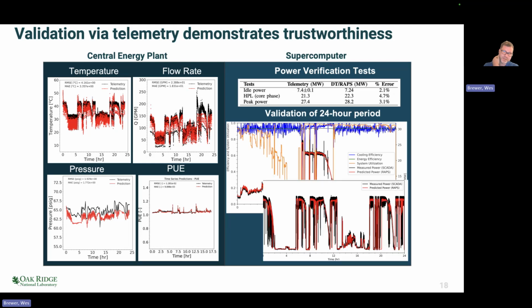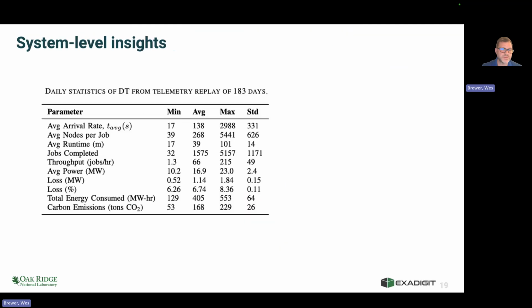And just in case we got lucky on that one, here's another completely different day with pretty challenging power dynamics. And you can see our power predictions are pretty decent. So once we had done these validation studies, we said, okay, now let's replay all the telemetry data we had on Frontier at that time, which was about 183 days.